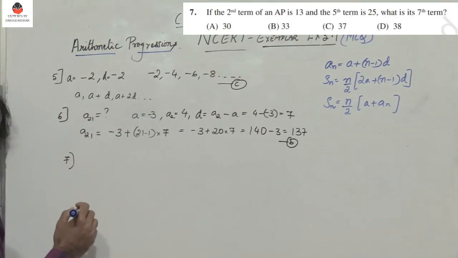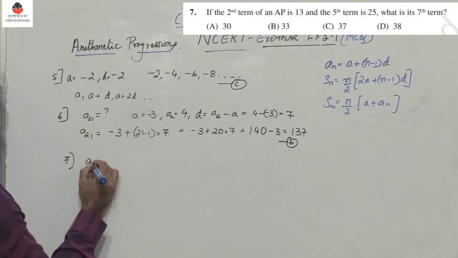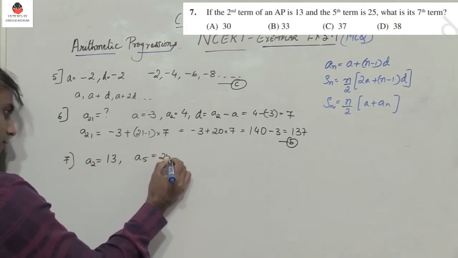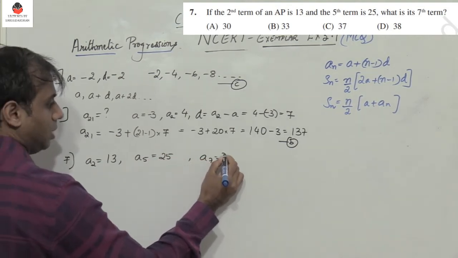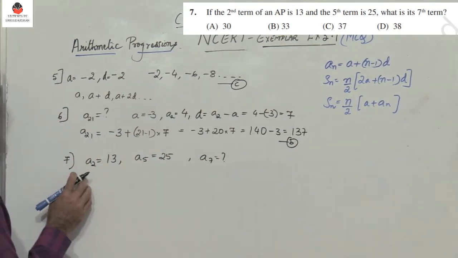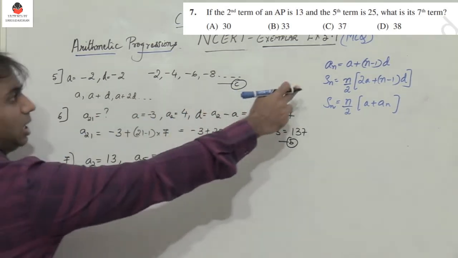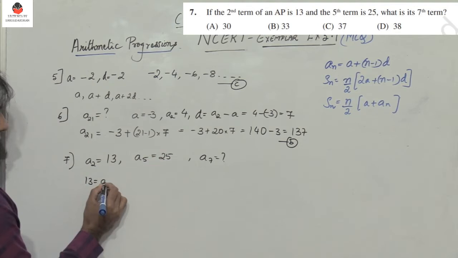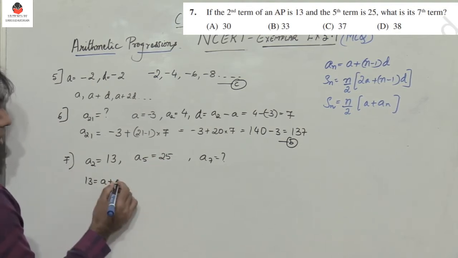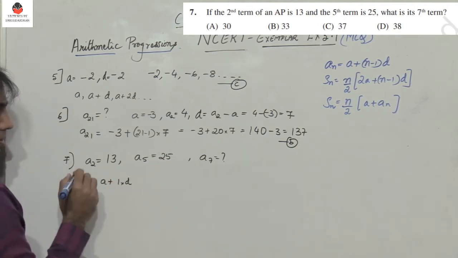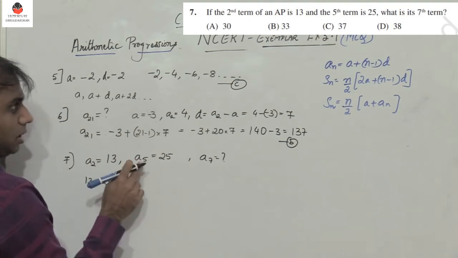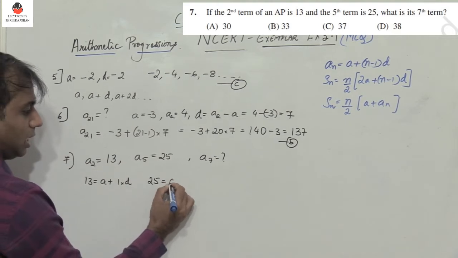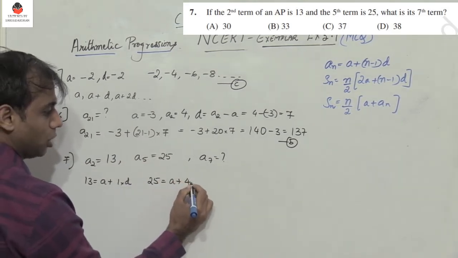Seventh one, the second term of an AP is 13. So a2 is 13 and a5 is 25. And we need to find a7. So this is again a very easy question. So we know that an is a plus n minus 1 into d. So what is a2? a2 is a plus 2 minus 1, n is 2 here, 2 minus 1 is 1 into d. And for a5, so instead of n I have 5 here. So a5 is 25 equals a plus 5 minus 1, which is 4 into d.